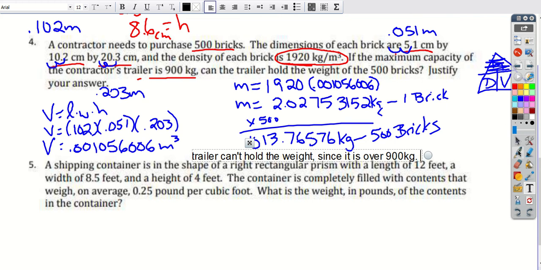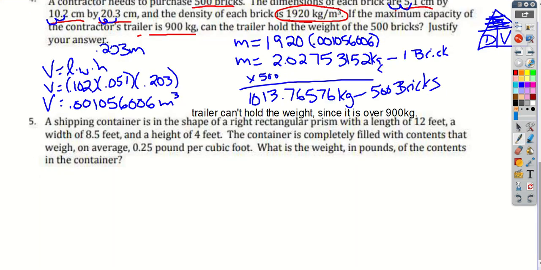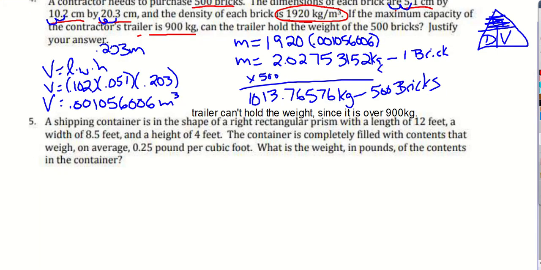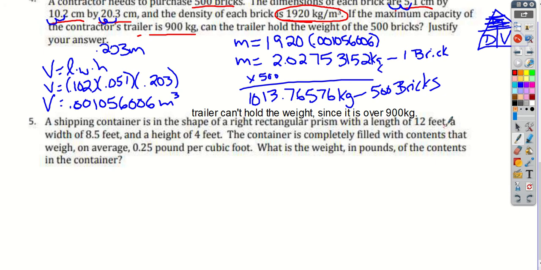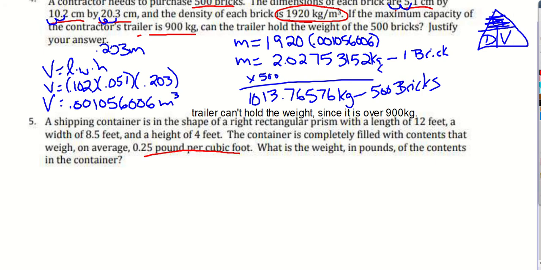All right. Number 5, we have a shipping container in the shape of a right rectangular prism with a length of 12, a width of 8.5, and a height of 4, and this is in feet. What I want to pay attention to is the weight is given in pounds per cubic foot. So this is nice and easy. I don't have to do any conversions. I already have feet and cubic feet, so this is just volume. We want to figure out what is the weight in pounds of the contents. Remember, that is a density question.